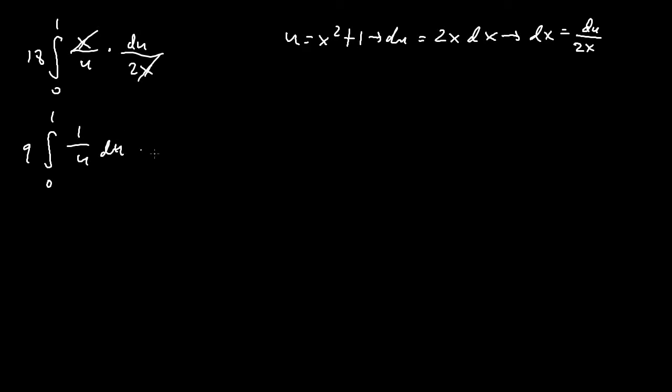Now the integral of 1 over u is just the natural log of the absolute value of u. And don't forget we have a 9 on the outside, so 9 times the natural log of absolute value of u. Remember we made u equal to x squared plus 1, so we can go ahead and replace that back.